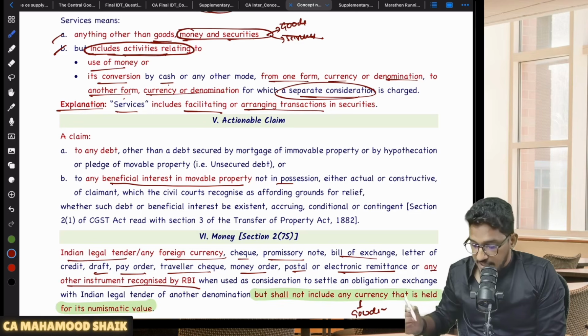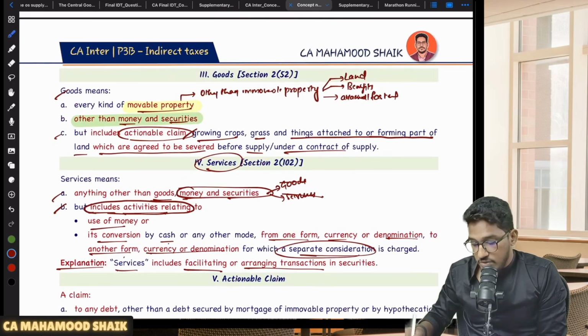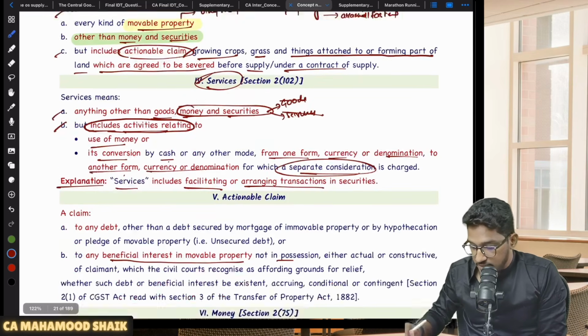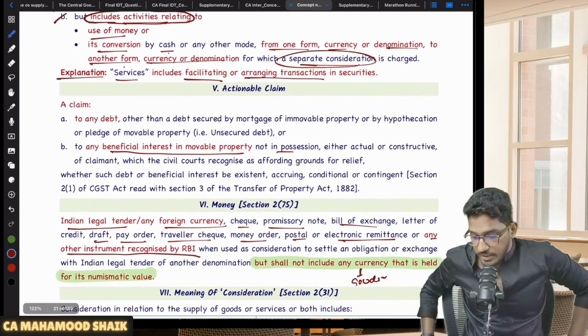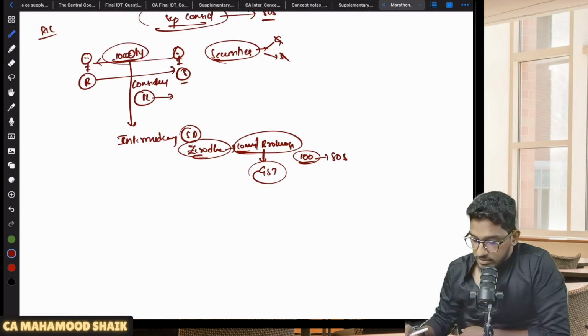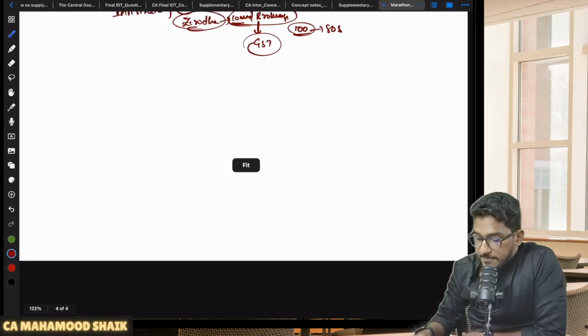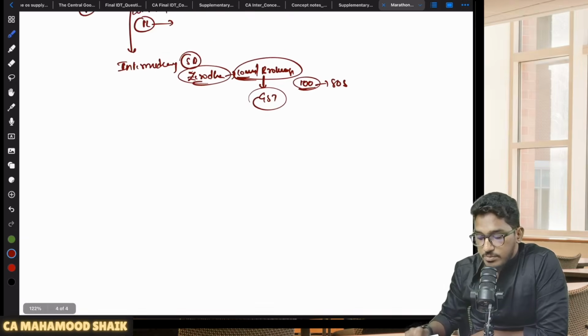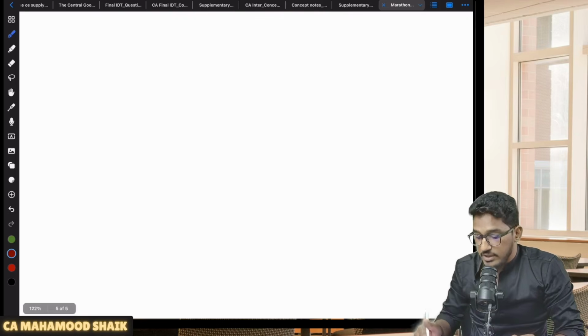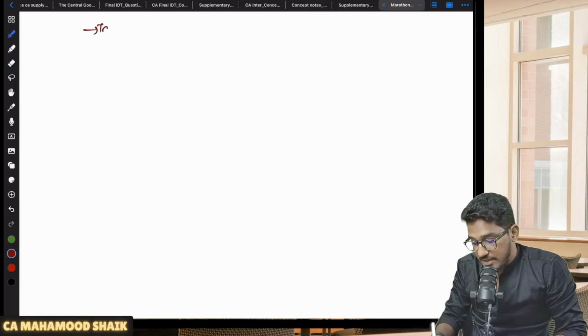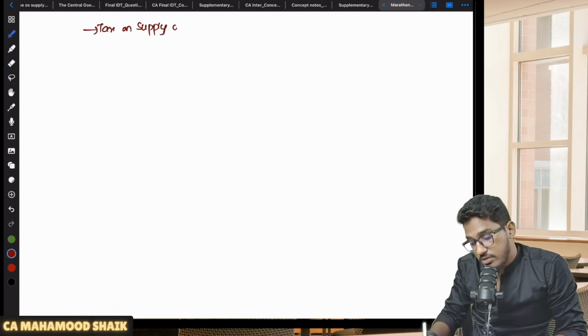Understood? So we have covered various definitions. We have understood what is the meaning of the term goods, what is the meaning of the term services, and various connected provisions with that. Okay, right. So if I provide you the context once again, what we are discussing, we are actually supposed to discuss supply. Why are we supposed to discuss supply? Because if we look at the definition of GST as per the Constitution, they are saying that GST is a tax. Tax on what? Tax on supply. Of what? Goods or services or both.